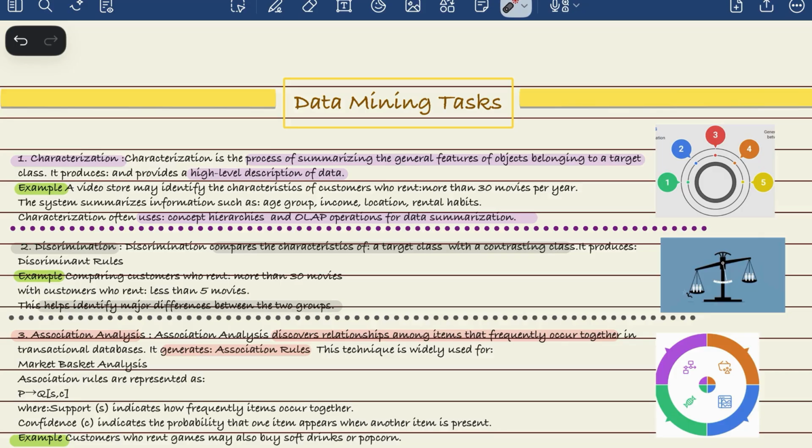So the summary says that they are mostly college students aged between 18 to 24, who logged in after 11 p.m. and love sci-fi. So this was the summary which we took out using the OLAP operation. So what we did, we just generalized, like we summarized the general features of the target class. Our target class was the ultra loyal users who were watching more than 30 movies. And we got the summary out of characterization. So we get the high level description of data using characterization. I hope you understood this.